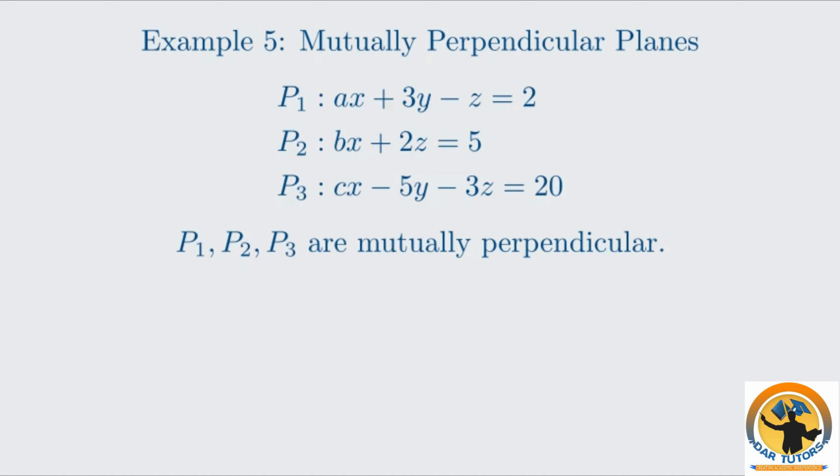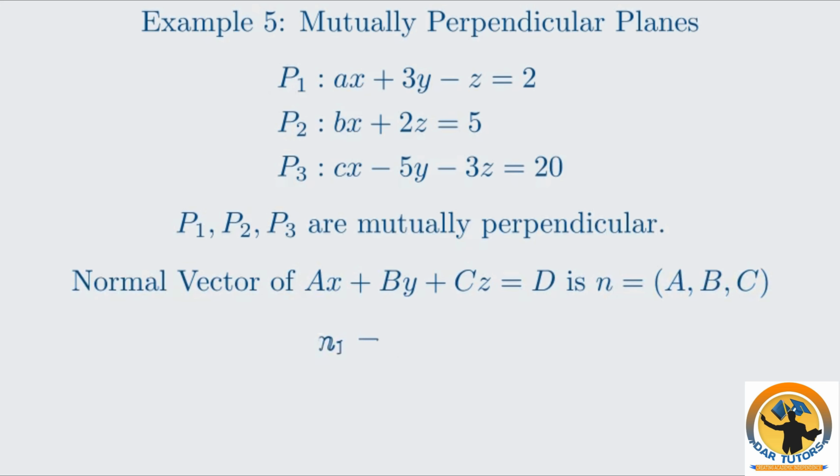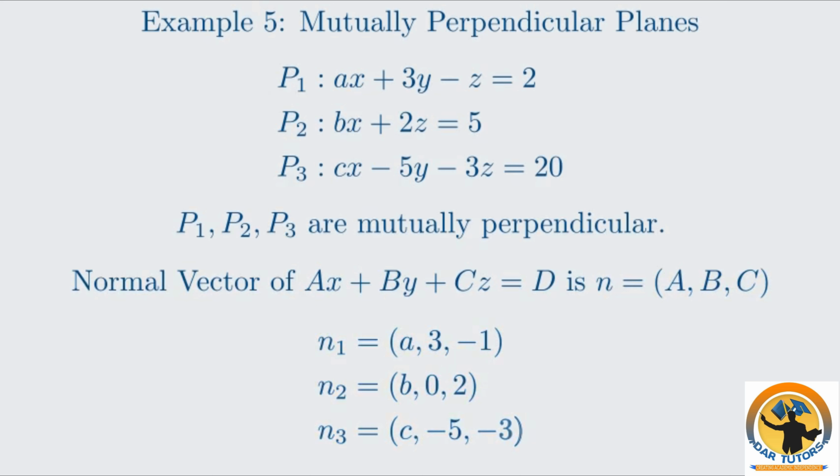The key property here is that if 2 planes are perpendicular, their normal vectors are also perpendicular. This means their dot product is 0. The normal vector for a plane in the form ax plus by plus cz equals d is simply the vector of coefficients, a, b, c. So, the normal vectors for our 3 planes are n1 equals (a, 3, minus 1), n2 equals (b, 0, 2), and n3 equals (c, minus 5, minus 3).